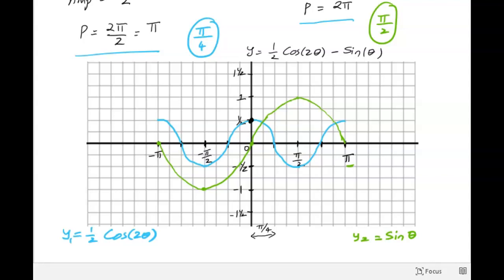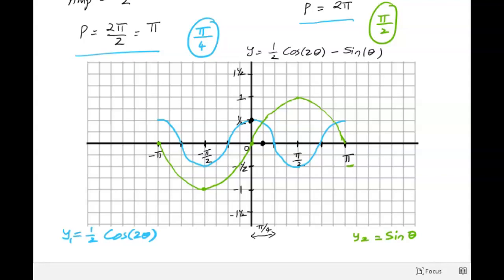So if I take into account this particular point here, where both the graphs have the exact same value, and we subtract them, what are we going to end up getting? We're going to end up getting a 0. So I'm going to mark my next point at 0.